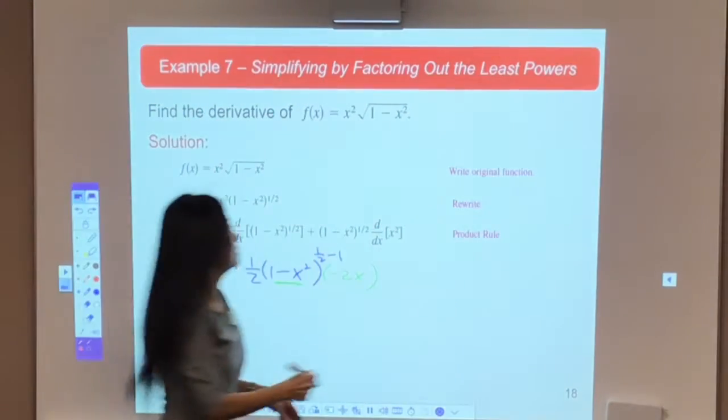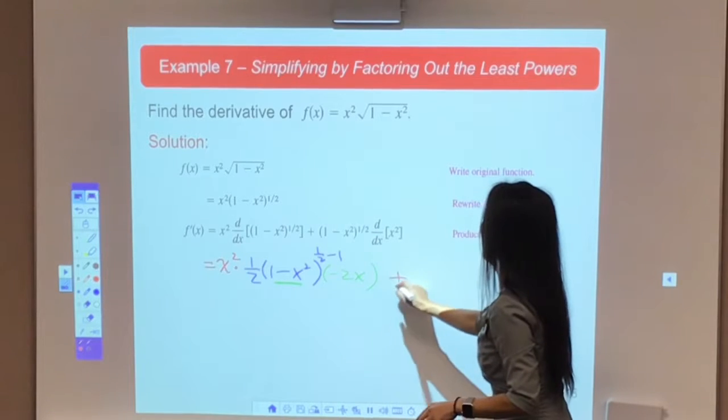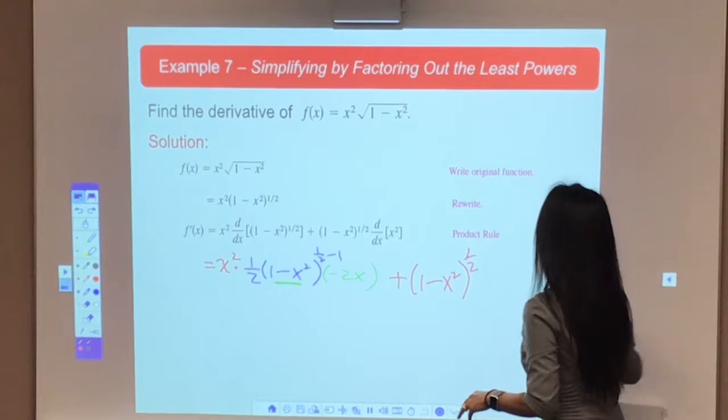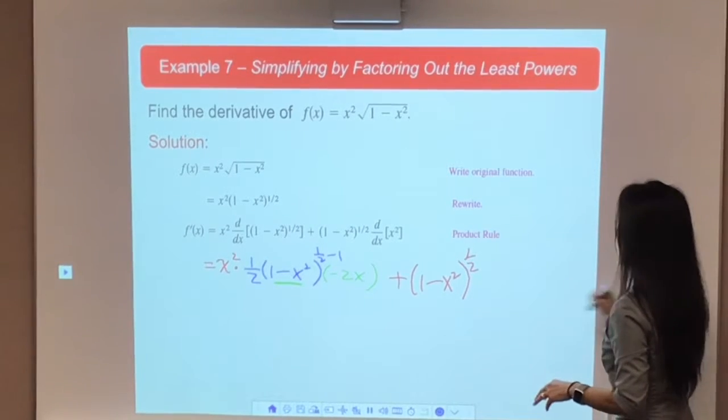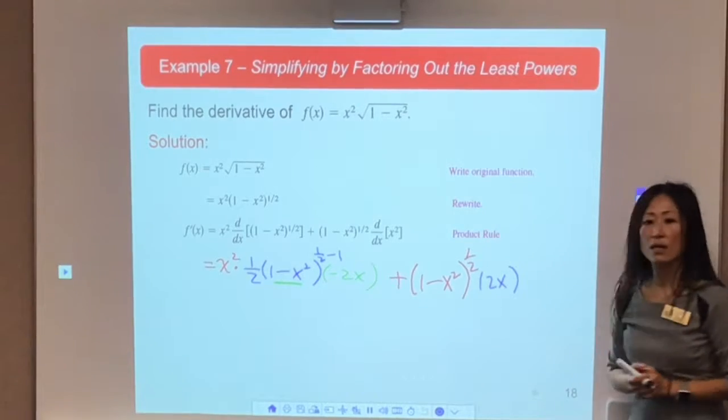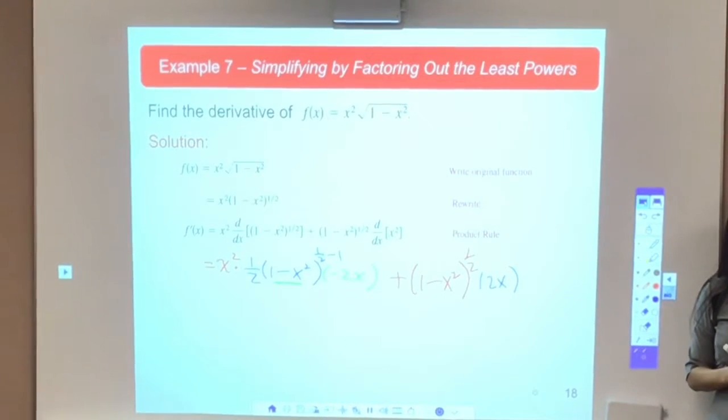And the other one, that's nothing much different. The other one is just like we've been doing. And the derivative of this is what? 2x. That's it. But we're not done yet. We got to simplify it, right? We got to simplify it.